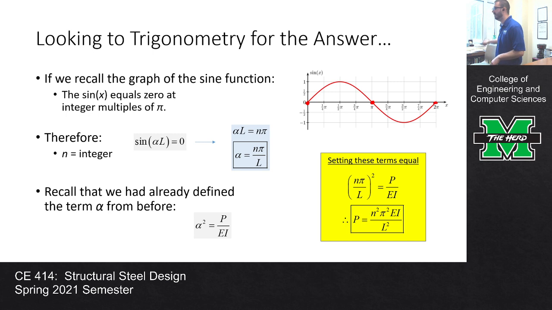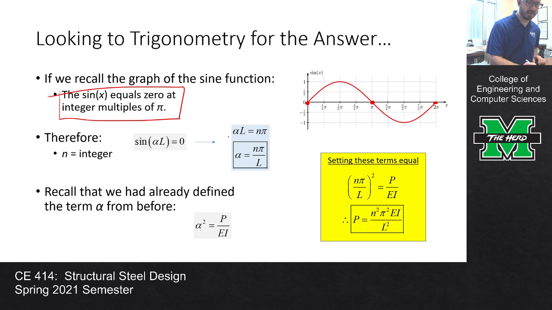The sine function goes on forever. So when does the sine function equal zero? It equals zero at integer multiples of pi, right? So I can take that alpha L term and say that inside of that sine function has got to be some integer multiple of pi. So I can solve and get, okay, this is a term for alpha. I've got this term here that I had for alpha. Set those two equal to one another. Solve for the load. Now, I'm going to take a sec before we move on from here and see how we can interpret this. But is everybody sort of with me so far?